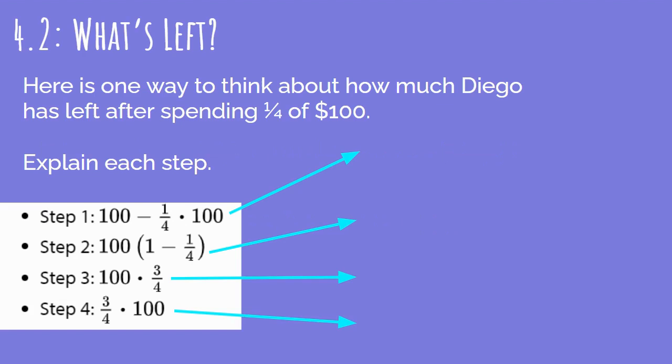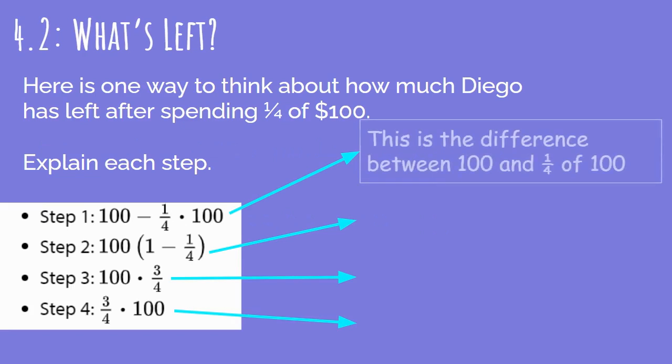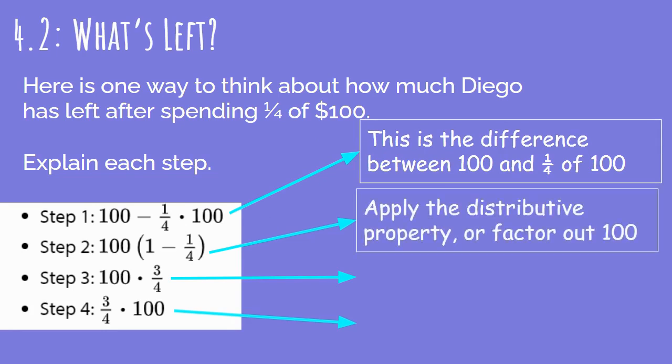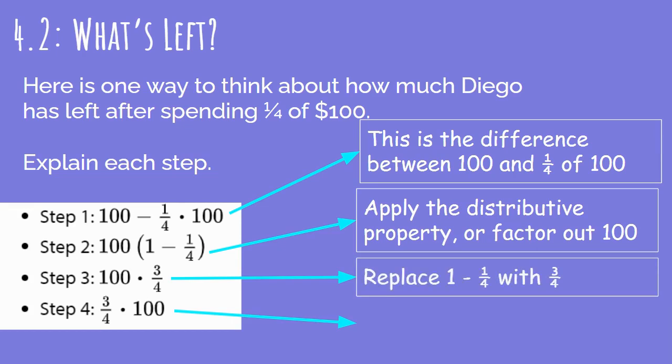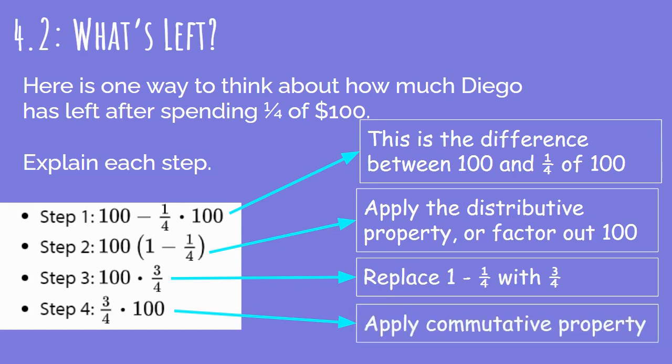Here's one way to think about how much Diego has left after spending 1/4 of his $100. We're going to explain each step here together. So take a minute and look over these steps. Okay, so step 1. This is just the difference between 100 and 1/4 of 100. Step 2, we apply the distributive property and factor out a 100 from our expression. This leaves us with 100 times 1 minus 1/4. Then we replace 1 minus 1/4 with 3/4. Then we just apply the commutative property and flip the two numbers.